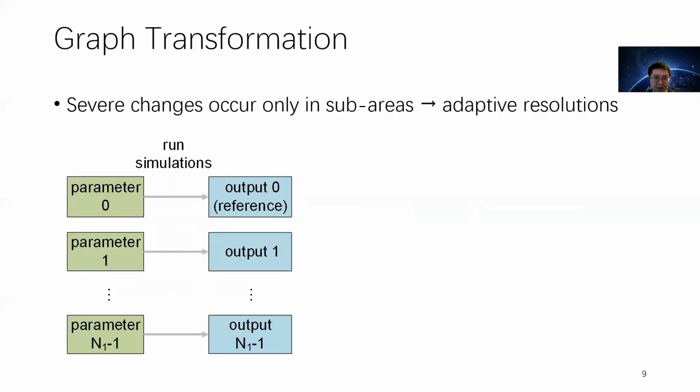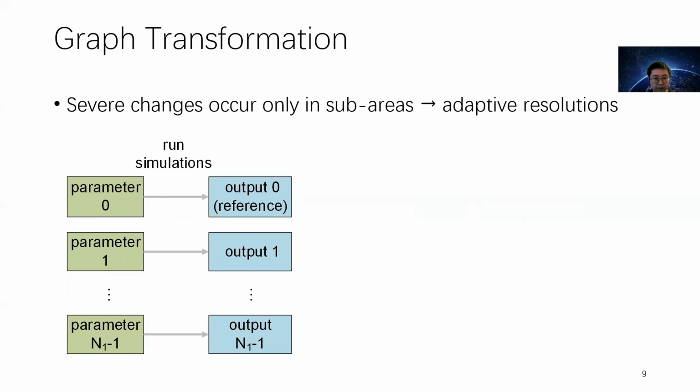So you may want to ask, why do we need the graph transformation? This is because for ocean ensemble simulations, as input parameters change, severe changes would only occur in some sub-areas, which means we can represent the other insensitive regions with low resolutions. And here's what we do.